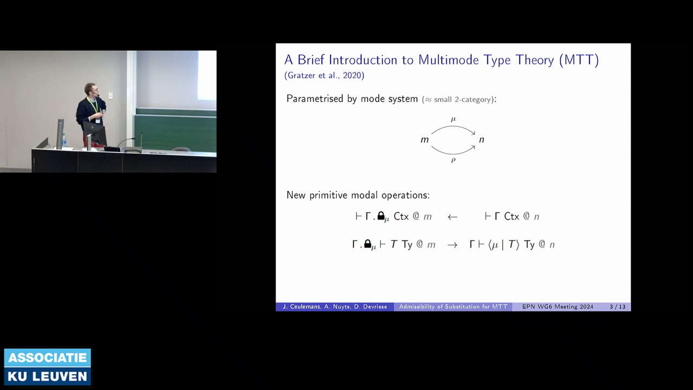Okay, and then of course we have a 2-category, so there should also be 2-cells somewhere. So if we have a 2-cell alpha from a modality mu to a modality rho, then intuitively we get a coercion function from the modal type mu t to rho t at mode n. That's the intuition. We can actually implement that, but the 2-cells will also be important in some other cases that I will come to in a couple of slides.